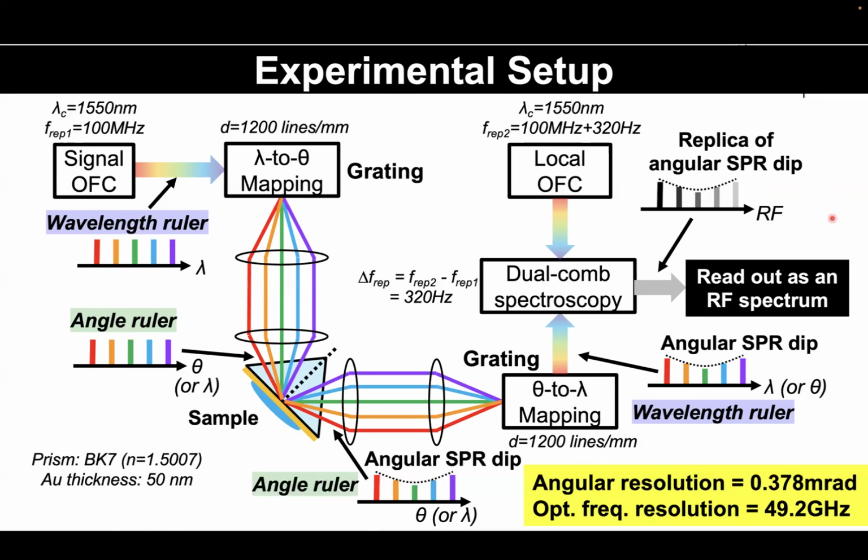So this angular to spectral to angular mapping system has an angular resolution of 0.38 milliradian, and the corresponding optical frequency resolution was 49.2 gigahertz.